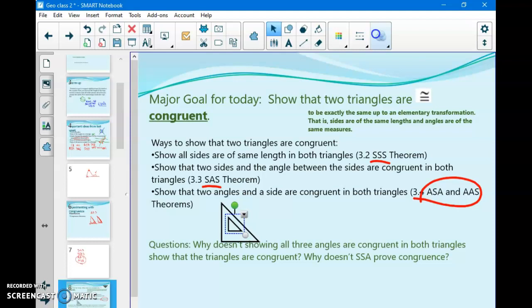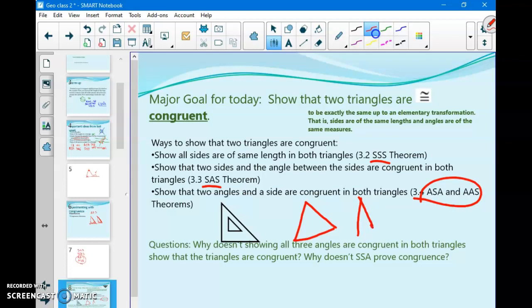Why doesn't side-side-angle prove congruence? Well, let's take a look here, see if I can draw this. If I have a side that's that length, and a side that's that length, and an angle that's that measure, could I also have the same side length, the same side length, and let me see if I can get that angle right. Same angle. Okay, basically we got this side here, this angle here, and that angle there.